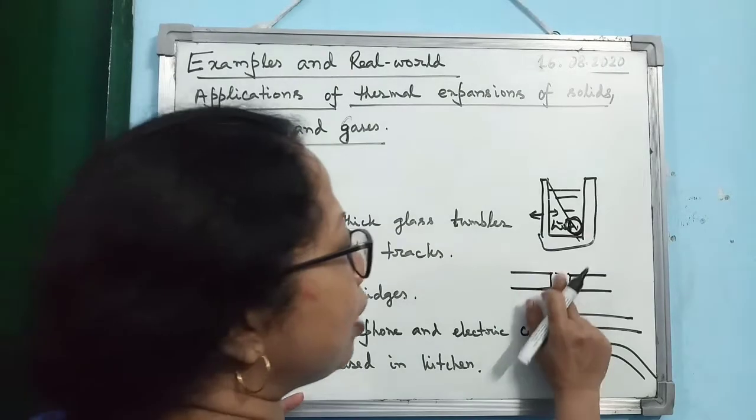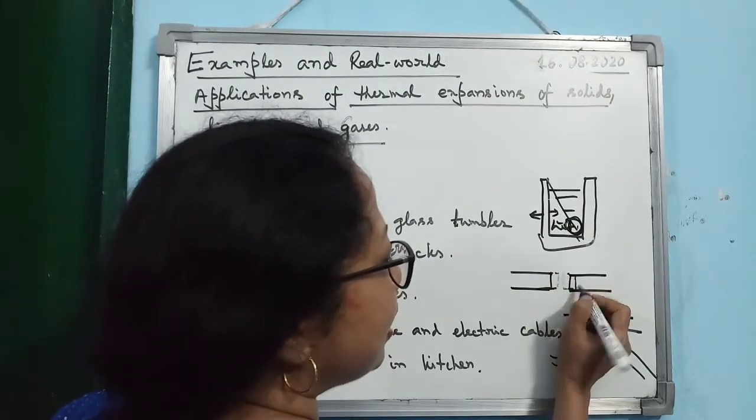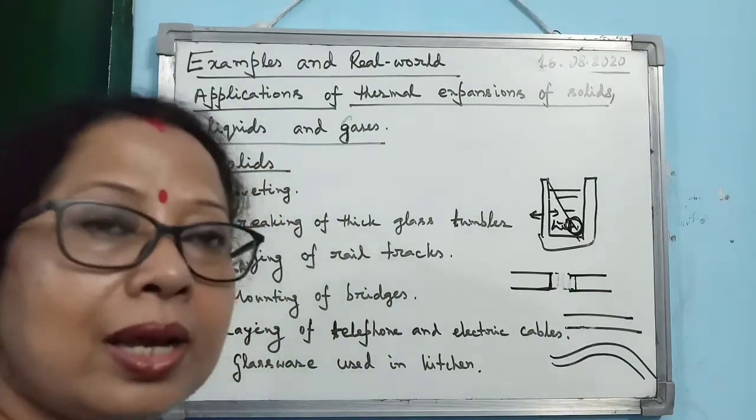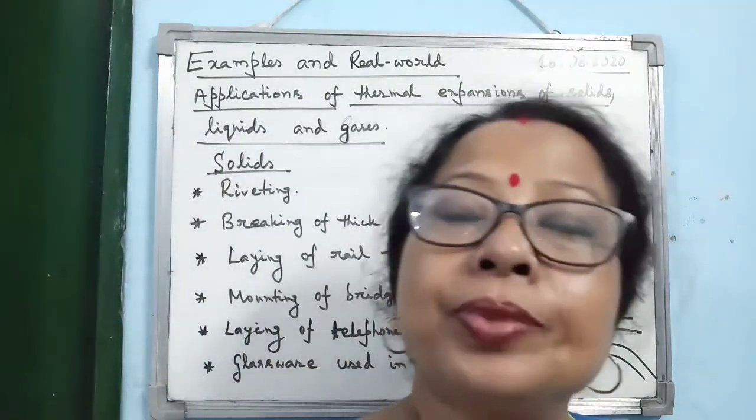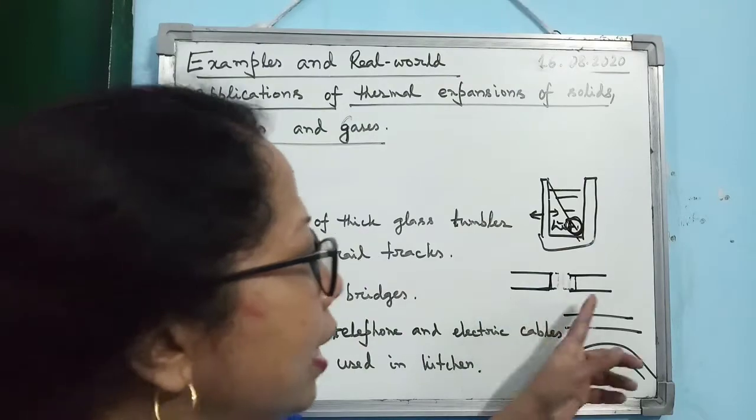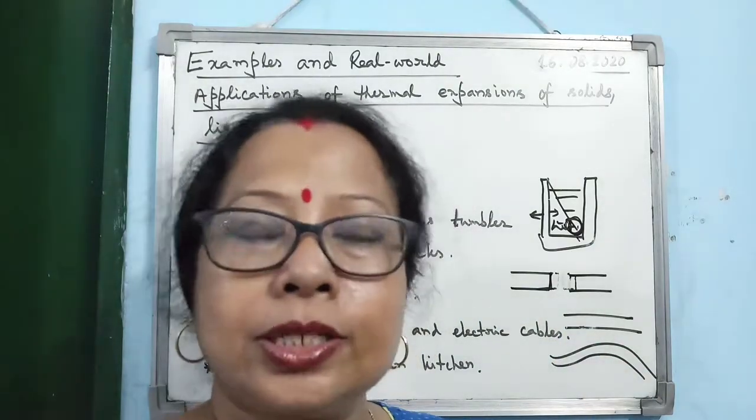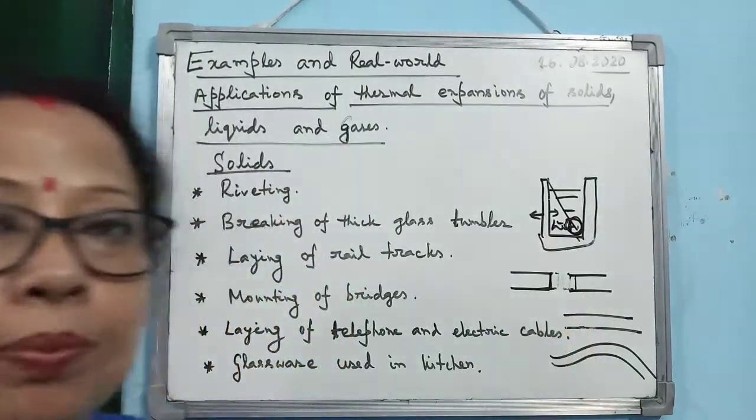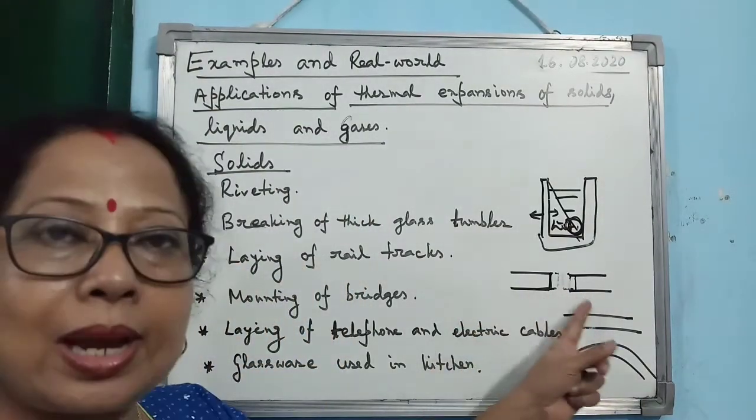And during winter what will happen? When it contracts, then you see the gap of the rail track will increase, but it will not again produce any kind of damage in the railway track. Clear? So this is the reason why a gap is kept between the two rail tracks while laying it.